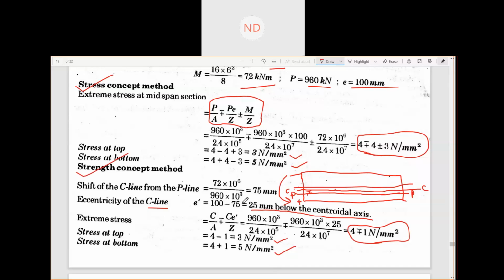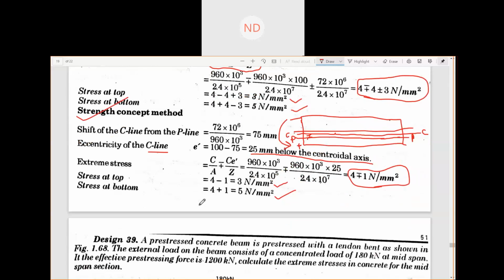So this is your strain concept method where we consider the C line, which is the effect of the C line, which is at an eccentricity from the CG. This gives the effect of the moment, shown by this C line. Okay, so this is the way we proceed to solve the stresses in the strain concept method. Okay, that is the difference between the stress concept and the strain concept method.